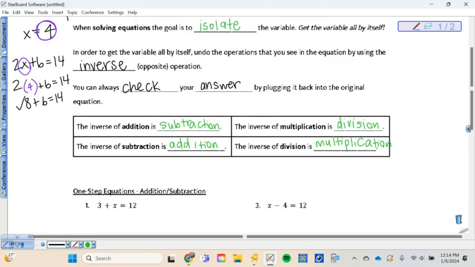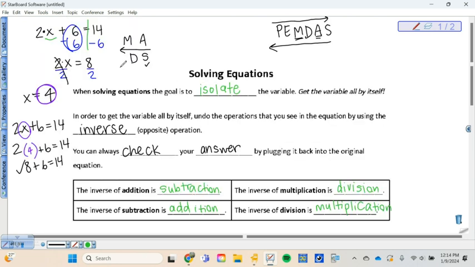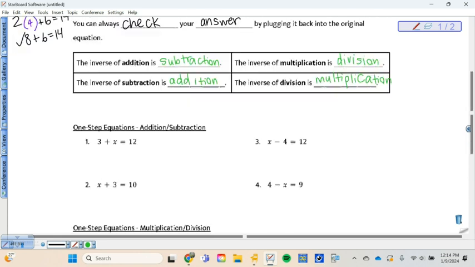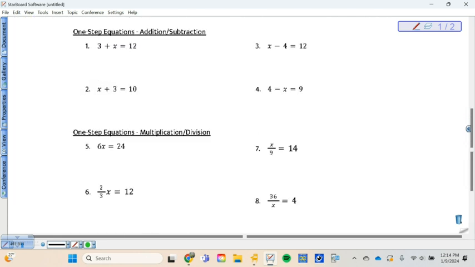Great. All right, so this problem that we did for Bellwork, that's a two-step equation, right? I had to undo the addition and then undo the multiplication. These problems down here on this part, they're all one-step equations, just one step. And we'll just go through these really quick together. So let's look at number 1.